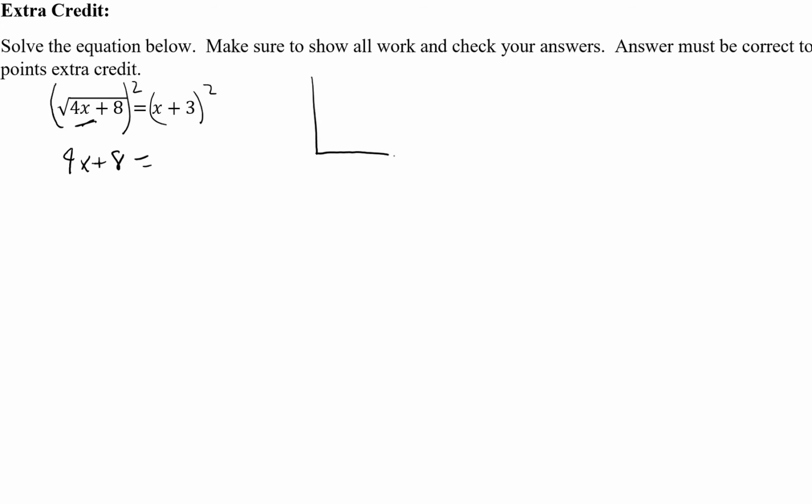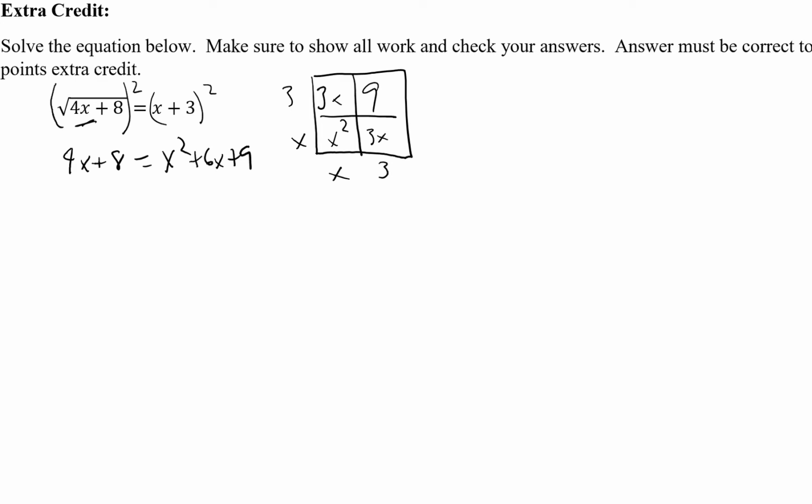And remember, this is a common mistake that a lot of you guys make. X plus 3 squared is x plus 3 times x plus 3. X times x is x squared. X times 3 is 3x. 3 times x is 3x. And 3 times 3 is 9. So when I square this, I'm going to get x squared plus 6x plus 9.